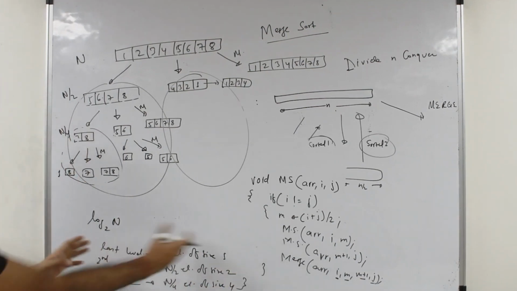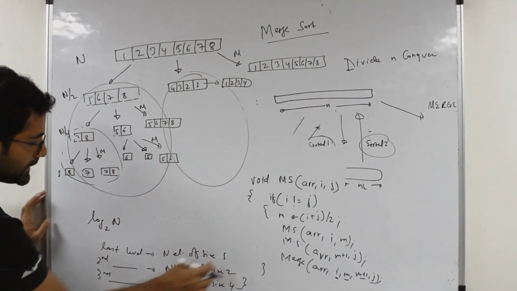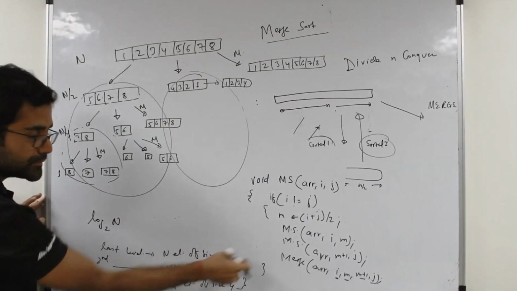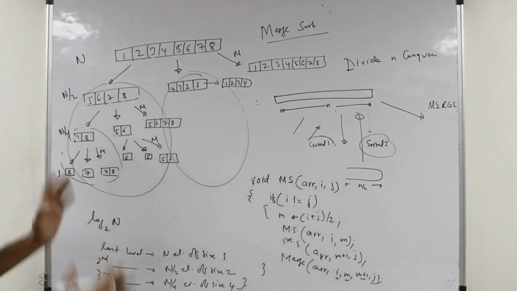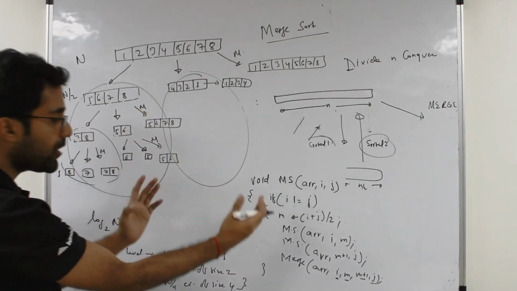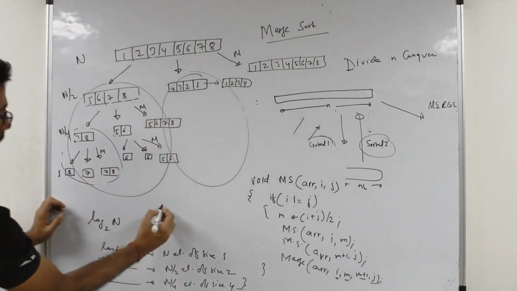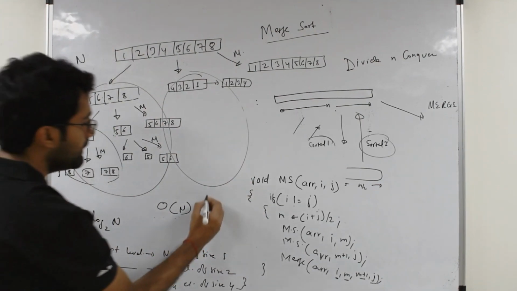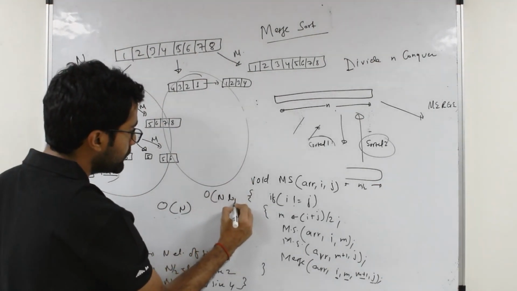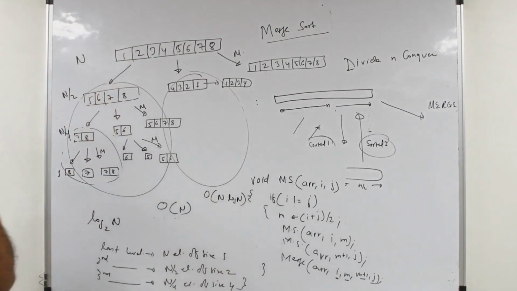So I can say that at each level, the number of elements is n into 1, that is n; n by 2 into 2, that is n; n by 4 into 4, that is n. So how many merges would happen? The number of merges would be equal to the number of elements. So in each level, order n merge operations are happening, and since there are log n such levels, overall time complexity would be order n log n.